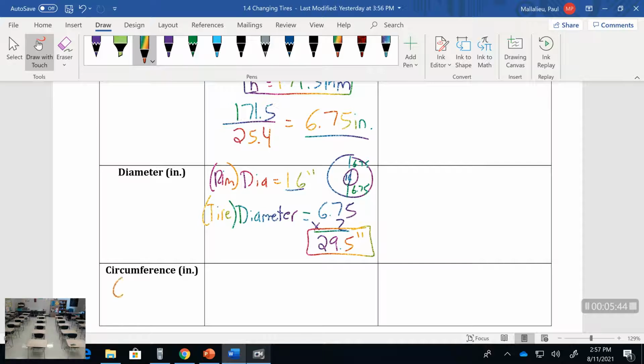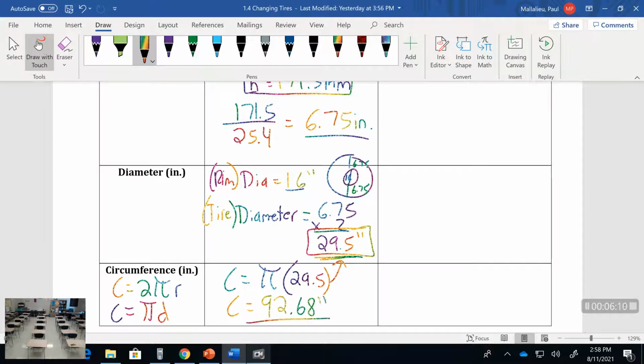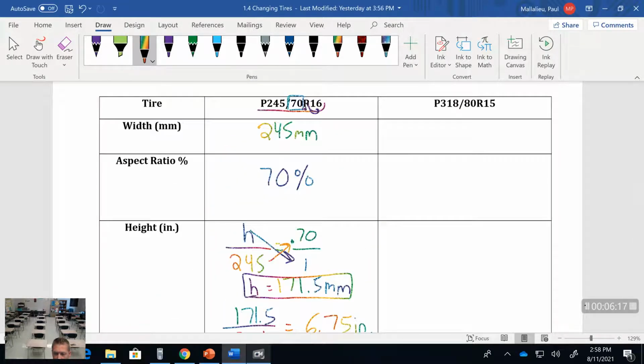All right, we said circumference equals 2 pi r, or you could say circumference equals pi times the diameter. We just decided that the diameter would be 29.5, so pi times 29.5. So all the way around that tire, the circumference of it is 92.68 inches. All right, so that is all the information for one. So let's put that all together for our new tires.